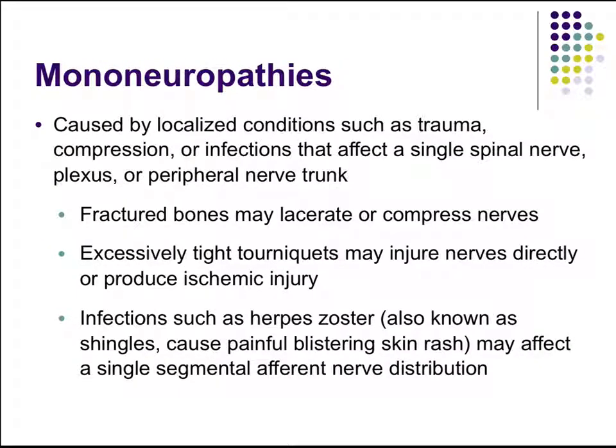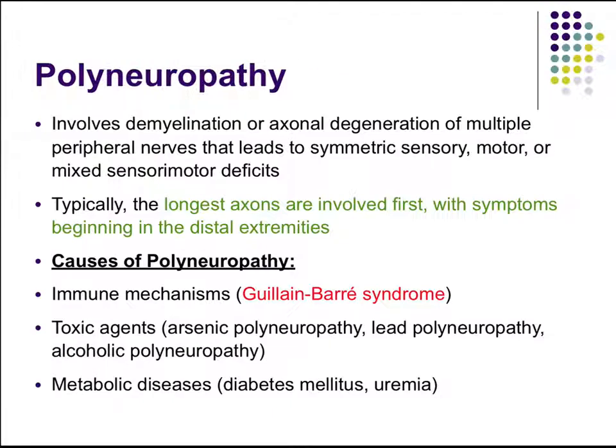So mononeuropathies first, these are caused by, again, localized conditions like a trauma, a compression, or infection, and it affects a single nerve or a single plexus of nerves. And so things like a fractured bone that can lacerate a nerve, or an excessively tight tourniquet that can injure nerves directly or through ischemic injury, or even an infection can lead to mononeuropathies.